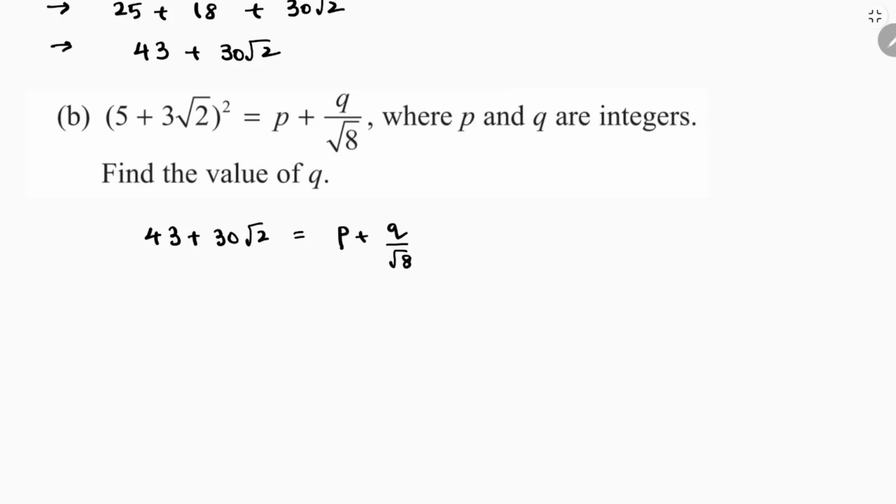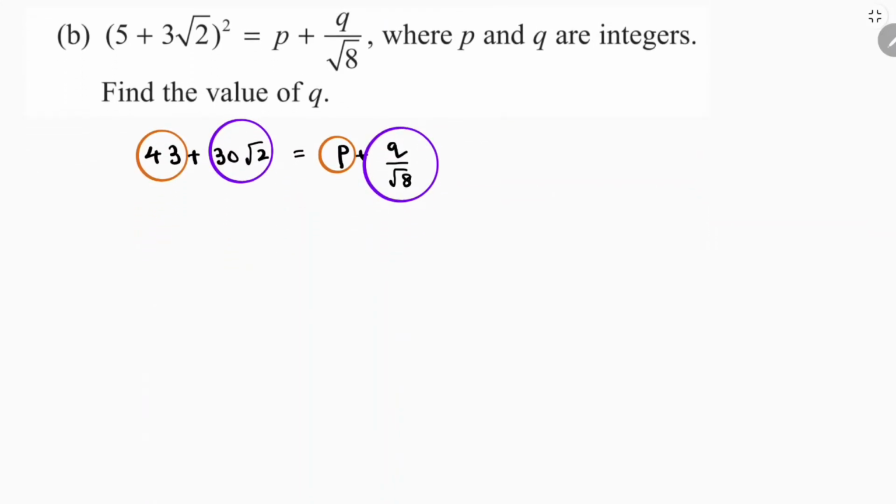Now if we compare, 43 is the value of p. They didn't ask for it in this question, but the value of p will be 43, and the other part is q, the irrational part. 30√2 equals q/√8. So what I'll do here: q/√8 equals 30√2.